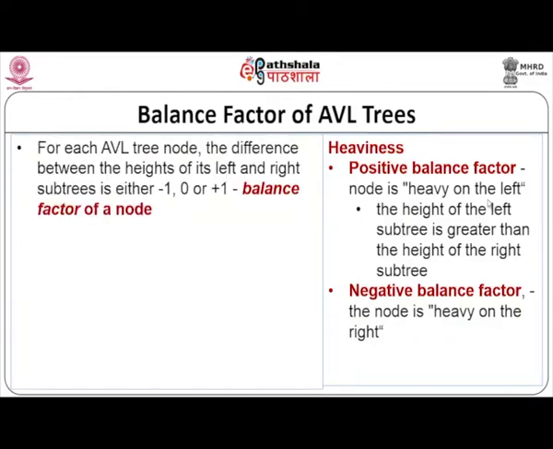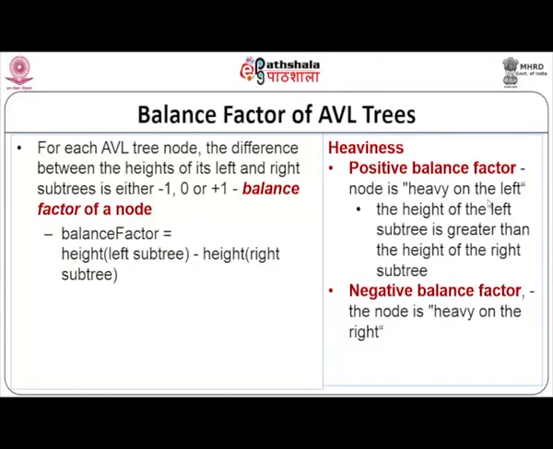So, for each AVL tree node, the difference between the heights of the left and right subtrees can be minus 1, 0 or plus 1, and this is called the balance factor of a node. Height is common whatever may be the type of tree. Here we are talking about only the balance factor.